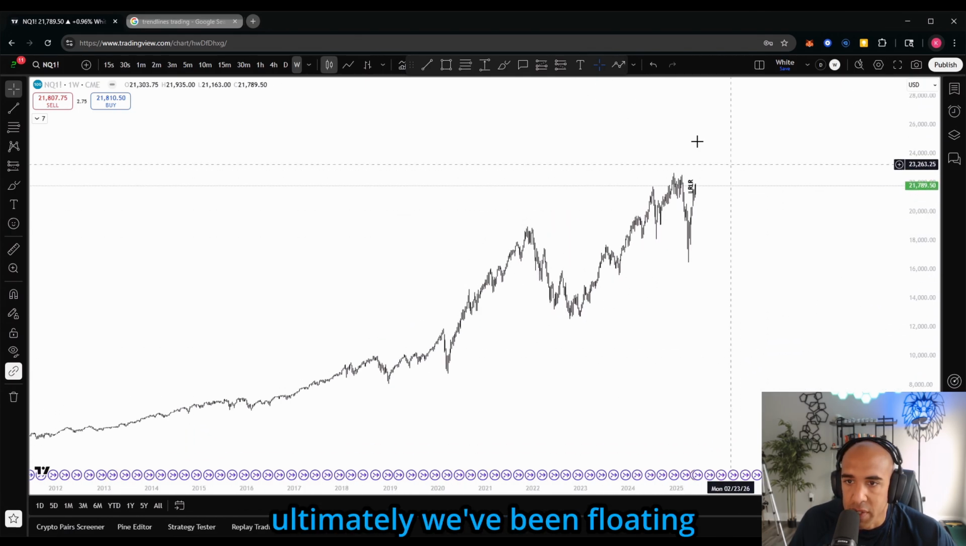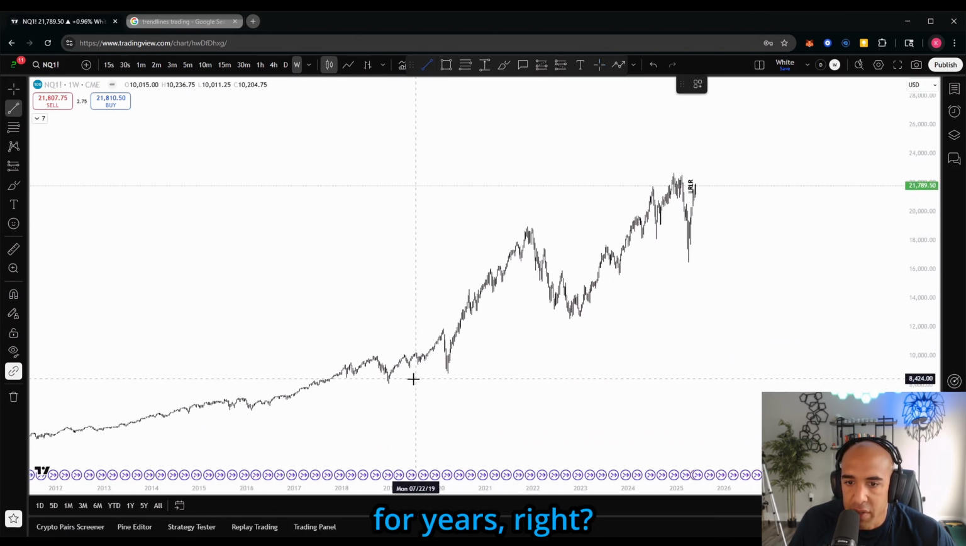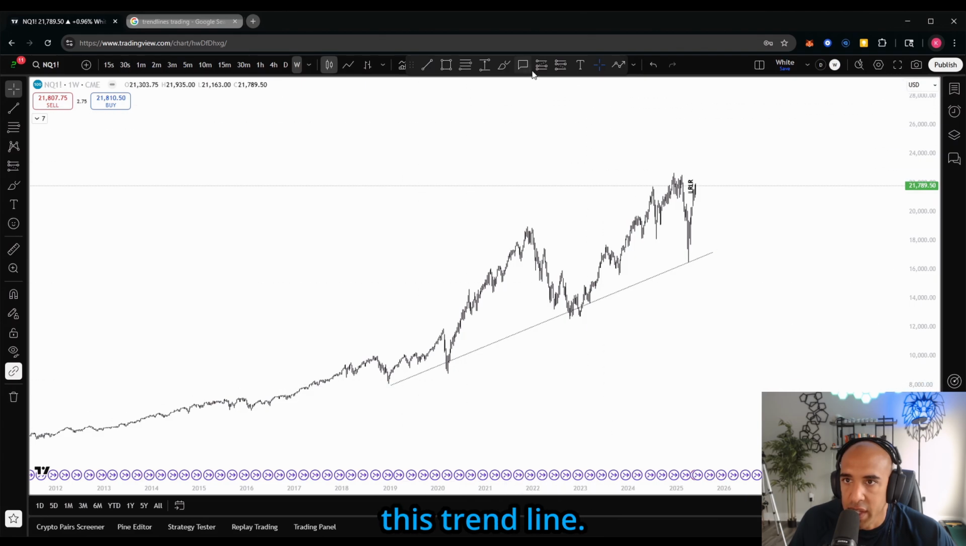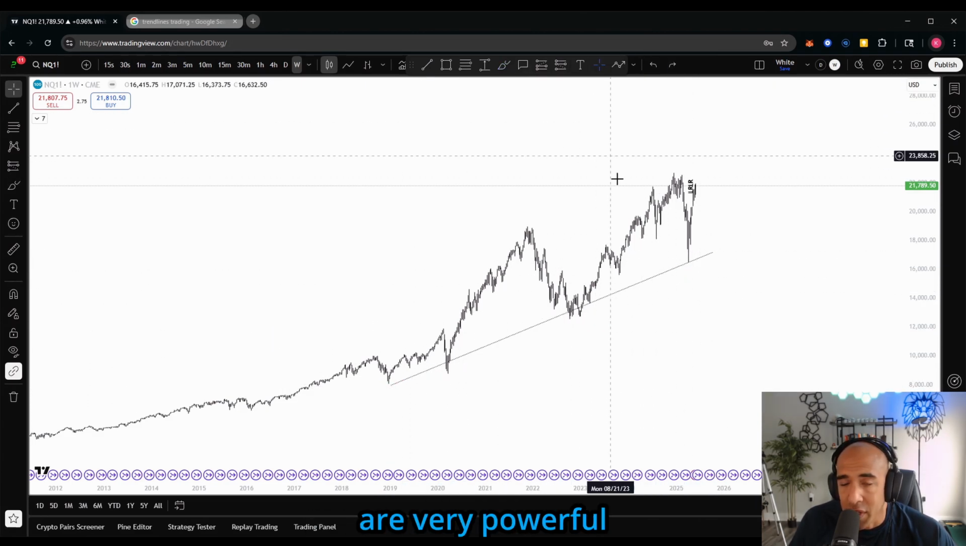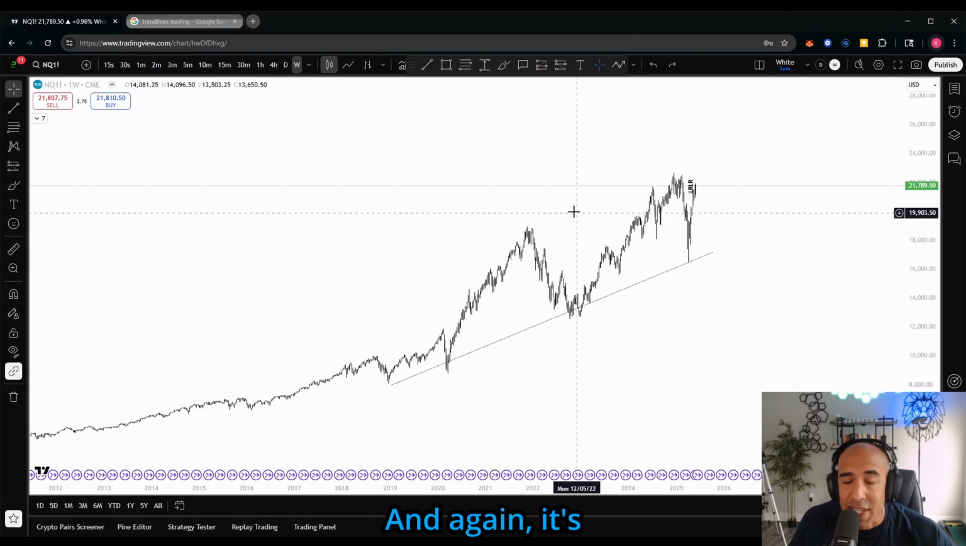You can see ultimately we've been floating on a trend line for years, right? Look at this. See that? We're respecting this trend line. Low, low, lows, low, respecting the trend line. So trend lines are very powerful if you identify them correctly. And again, it's kind of an art.